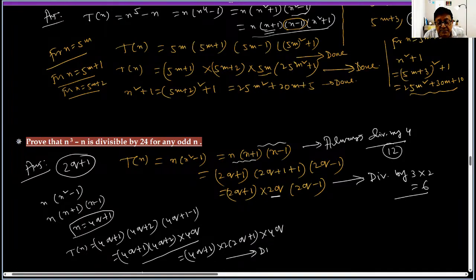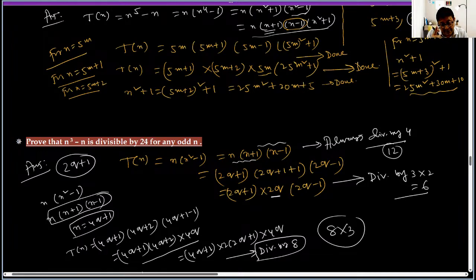This is divisible by 8. It is definite. It is confirmed. 2 into 4, 8. Now apply that thing. It is a product of 3 consecutive integers, always divisible by 3. So this is going to be divisible by 8 into 3. Am I clear?